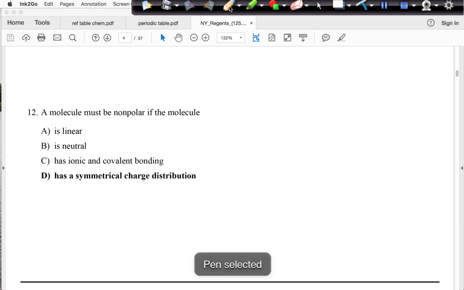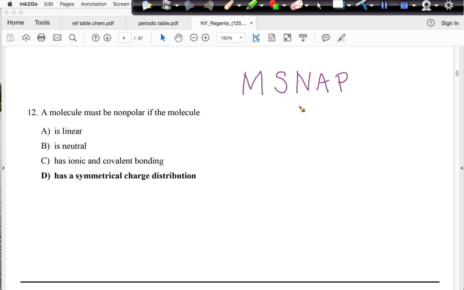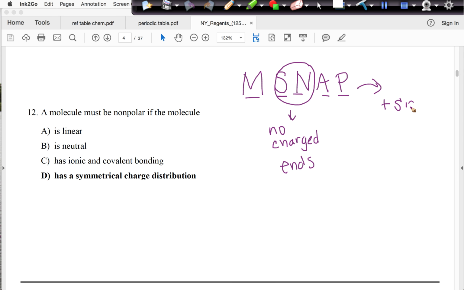For number 12, on the other hand, we're talking about the molecule, and for molecules, symmetrical is nonpolar, asymmetrical is polar. So a molecule is nonpolar if it has a symmetrical distribution of charge: molecule, symmetrical, nonpolar, asymmetrical, polar. Remember, these are the ones with no charged ends. Asymmetrical polars are the ones with a positive side and a negative side.